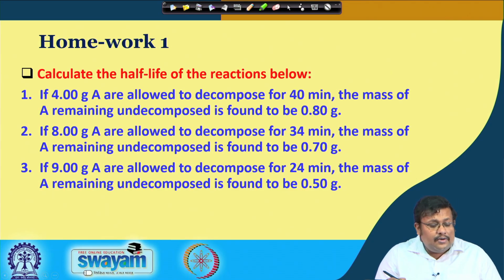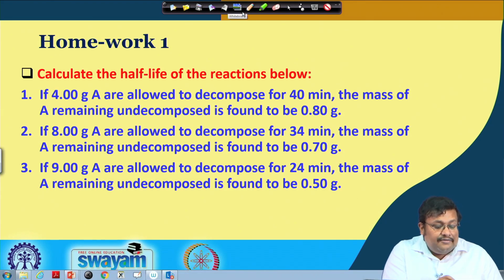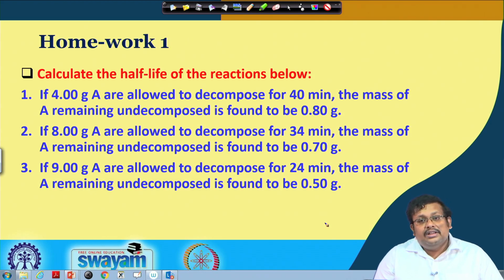I have some homework for you guys. Homework 1 is basically you have to calculate the half life of the reaction below. There are 3 reactions I have given here. If 4 gram of A are allowed to decompose for 40 minutes, then the mass of A remaining undecomposed is found to be 0.80 grams. So, this is the first. If 8 grams of A are allowed to decompose for 34 minutes, the mass of A remaining undecomposed is found to be 0.70 gram, and if 9 gram of A are allowed to decompose for 24 minutes, the mass of A remaining undecomposed is found to be 0.50 grams. So, you have to calculate the half life for all the reactions.